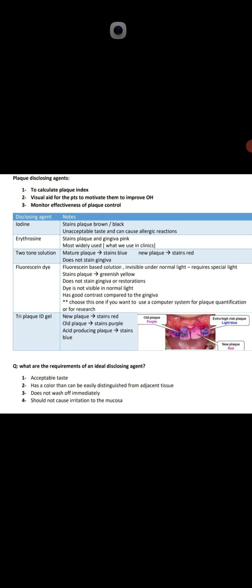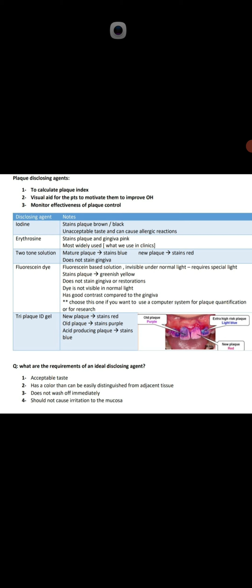Now come to the next question. What are the requirements of an ideal plaque disclosing agent? There are four requirements. Number one, the taste should be acceptable. Second, it has a color that can be easily distinguished from adjacent tissues like the gingiva. Third, it does not wash off immediately. And fourth, it should not cause irritation to the mucosa. These are the requirements of an ideal disclosing agent.